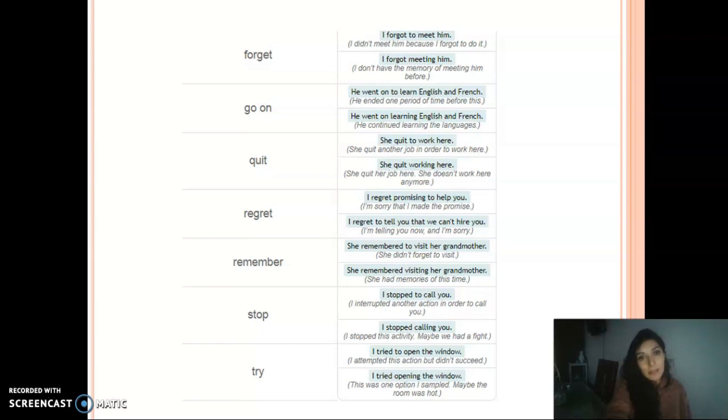With the verb quit, first we're going to analyze what it means when we use the infinitive form. She quit to work here, so it means she quit another job in order to work here. But when we use a gerund form after this verb quit, it says she quit working here, so it means that she quit her job here and she doesn't work here anymore.